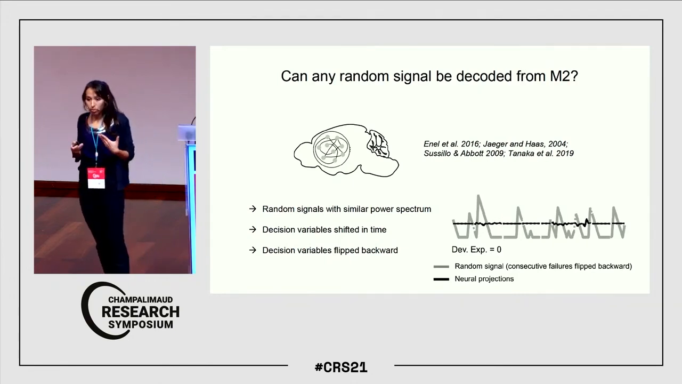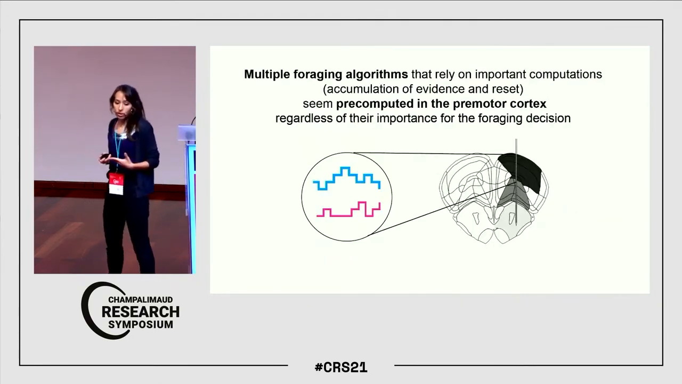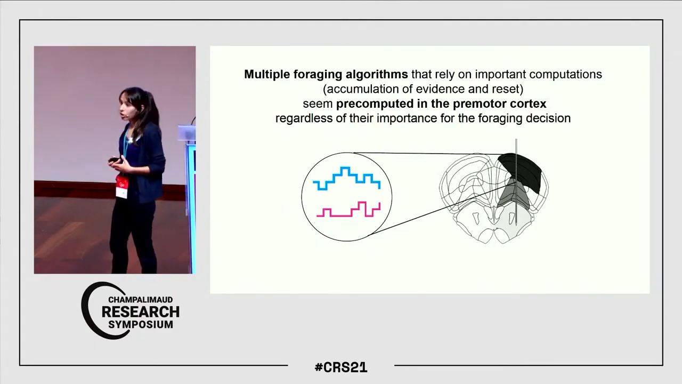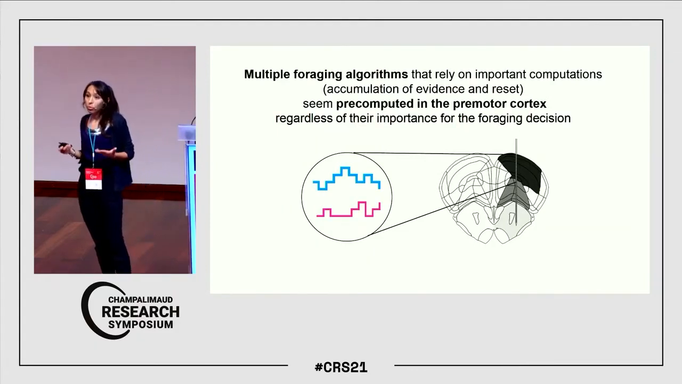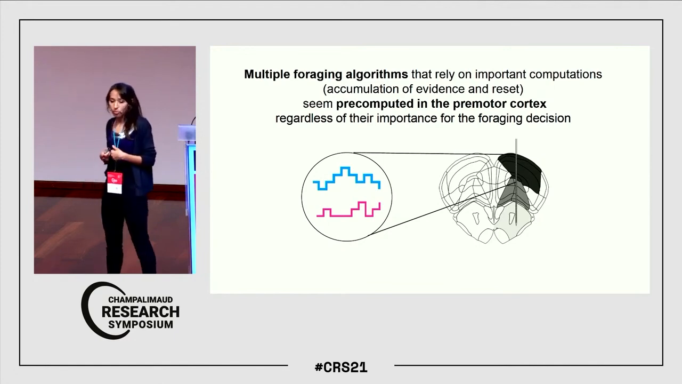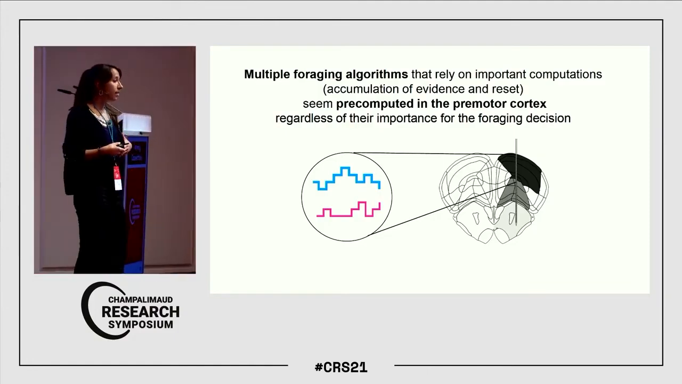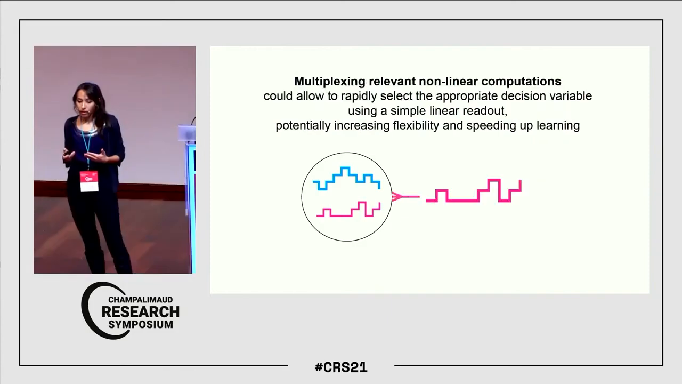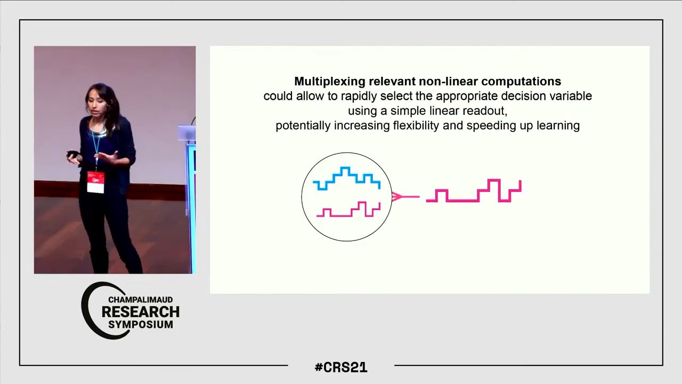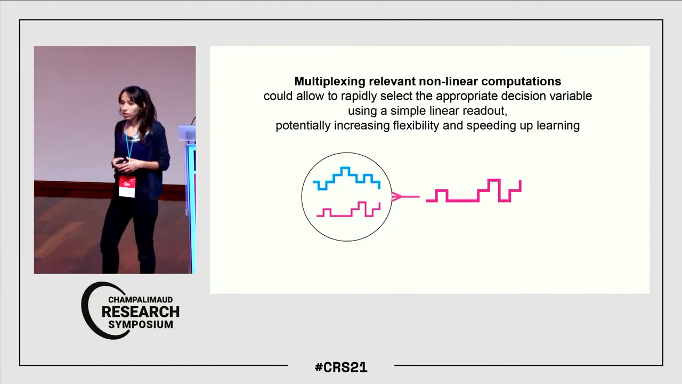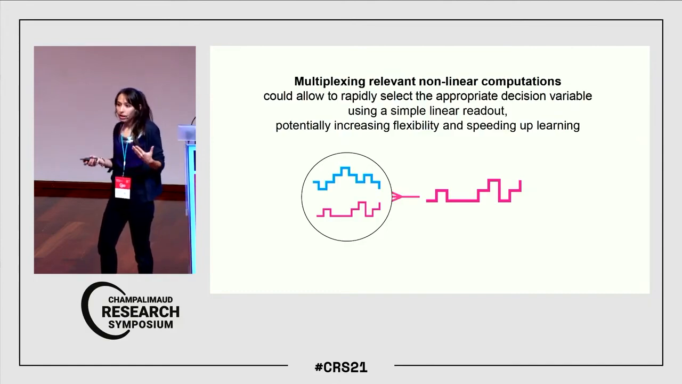So to sum up, what we found is that there are multiple foraging algorithms that rely on important computation, like here this accumulation of evidence and the reset with reward. That seems to be pre-computed in the premotor cortex, and that regardless of the behavior. So this multiplexing of this relevant nonlinear computation could allow for rapidly selecting the appropriate decision variable just by using downstream a simple linear decoder.